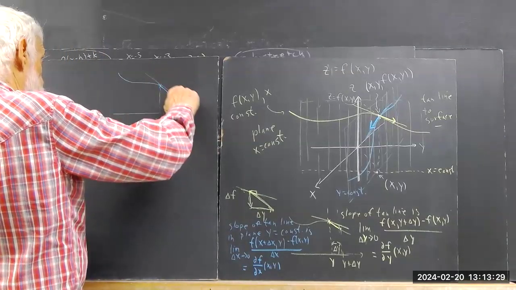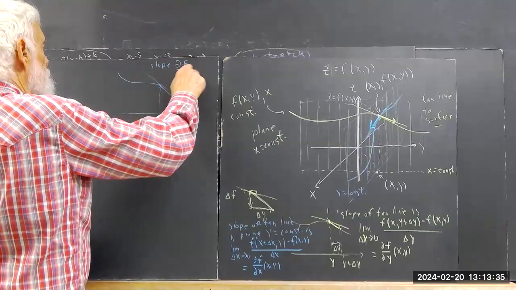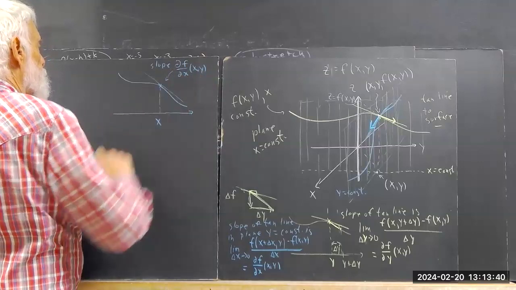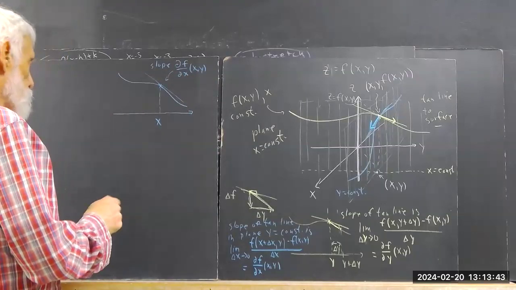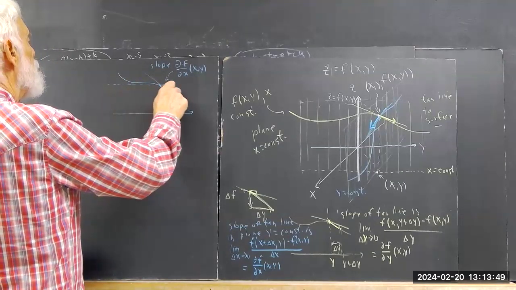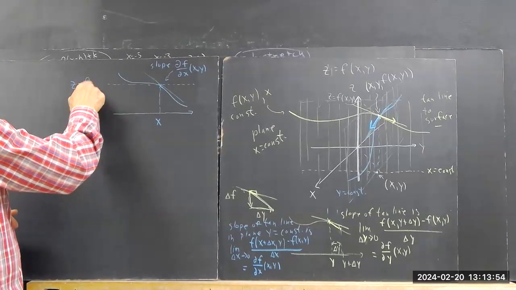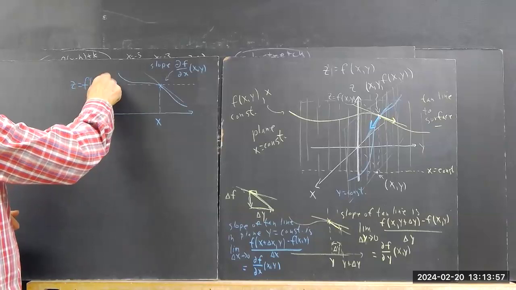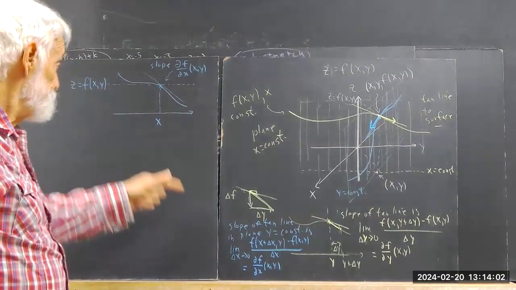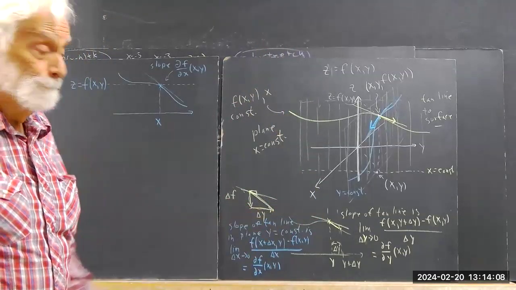We have this tangent line. And the slope is partial f with respect to x. And of course, the line segment here is z equals f of x y, keeping in mind that y is constant, because we're in this plane perpendicular to the y-axis where y is constant. Okay.